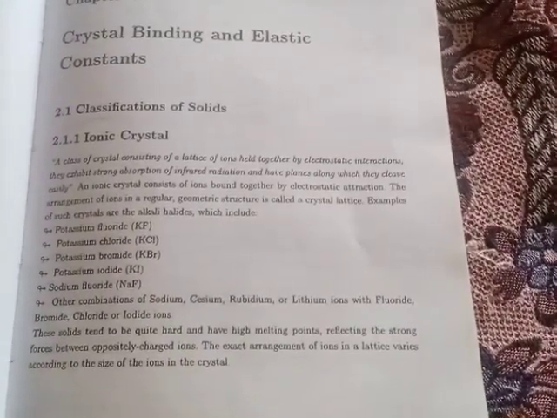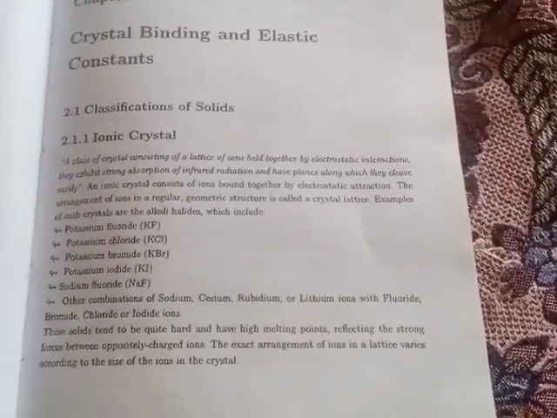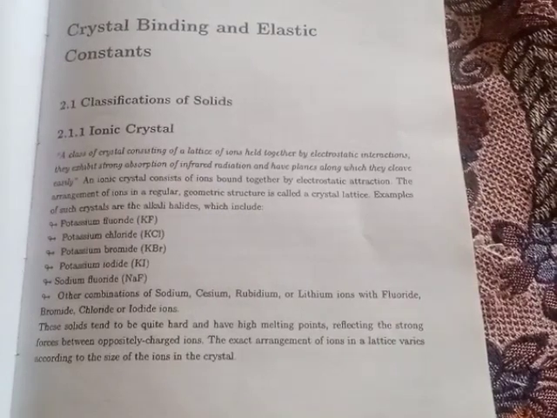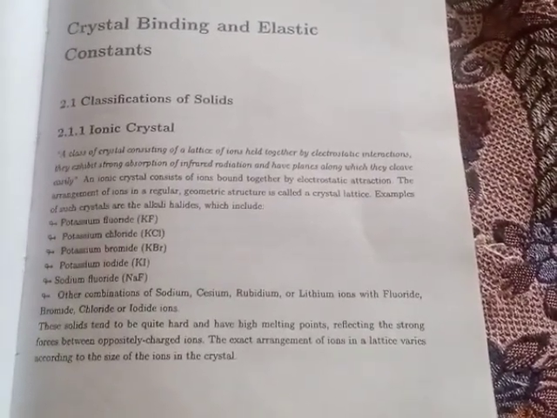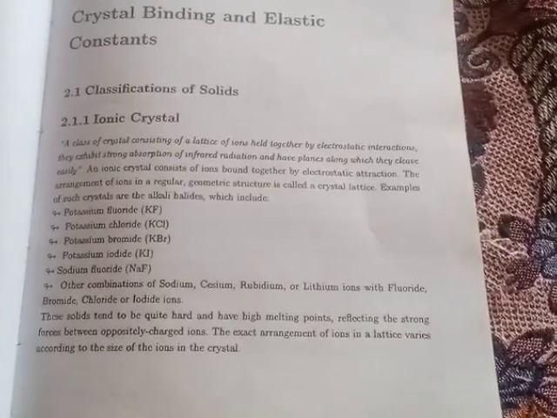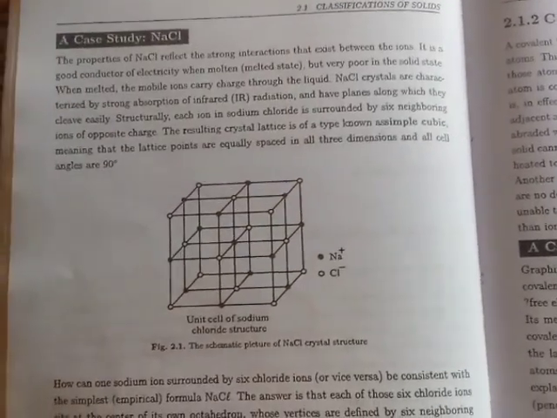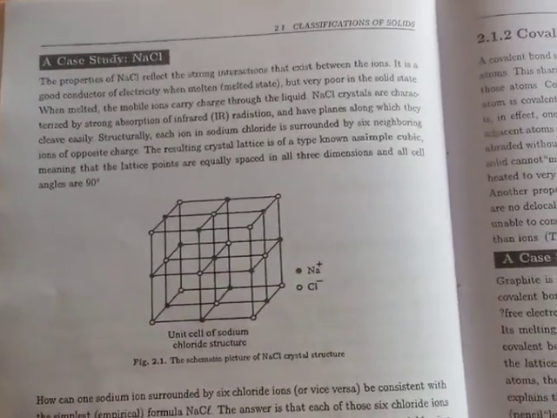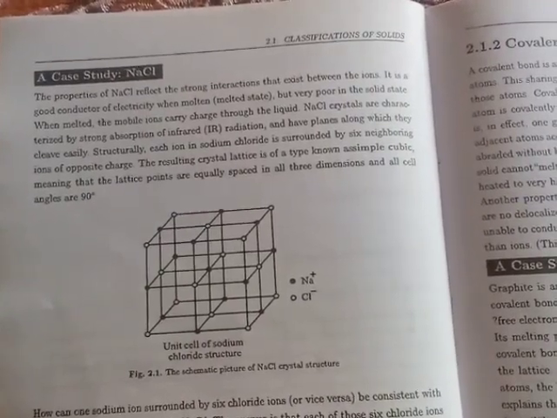These solids tend to be quite hard and have high melting points, reflecting the strong forces between oppositely charged ions. The exact arrangement of ions in a lattice varies according to the size of ions in the crystal. A case study of NaCl. The properties of NaCl reflect the strong interaction that exists between the ions.